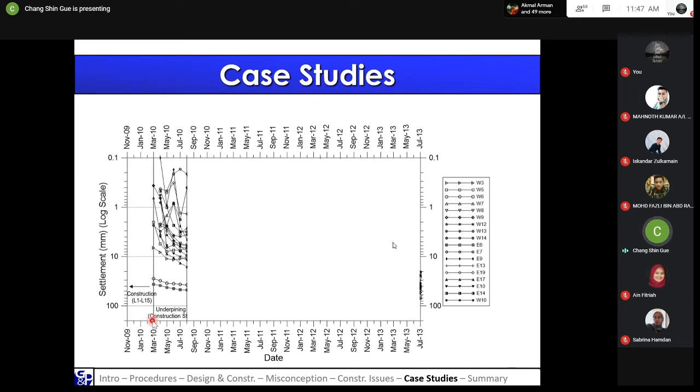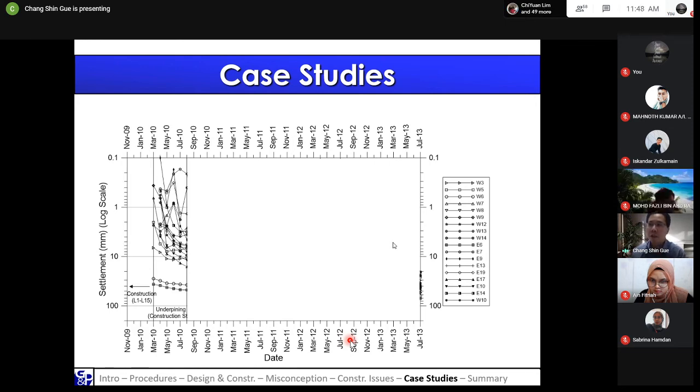Now, of course, just to explain the chart again, on the y-axis is the settlement in millimeters. This is given in log scale. On the x-axis is the duration of monitoring over a span of about 3.5 years. Initially, they do not have much monitoring, because normally they do not monitor settlement of buildings.